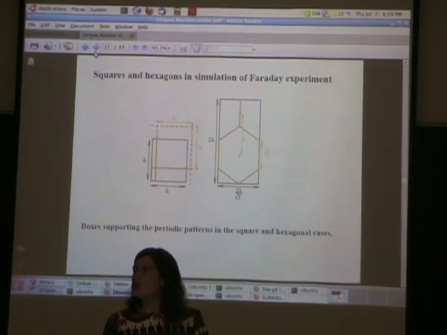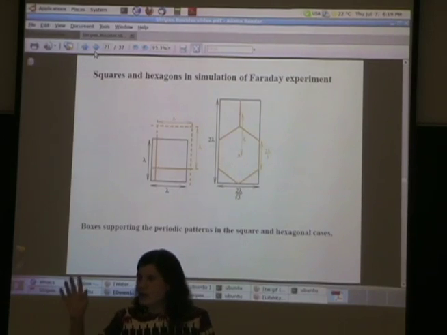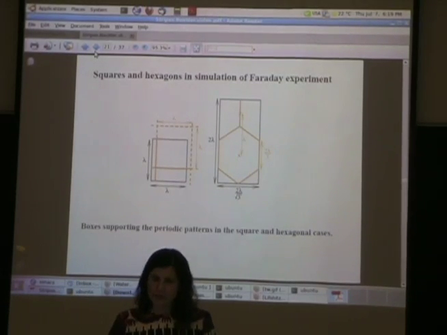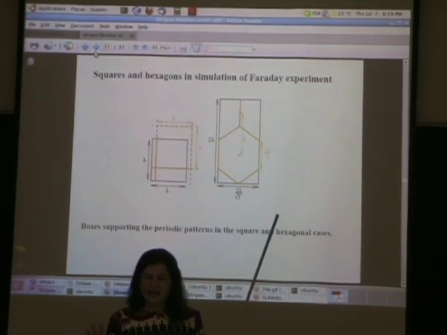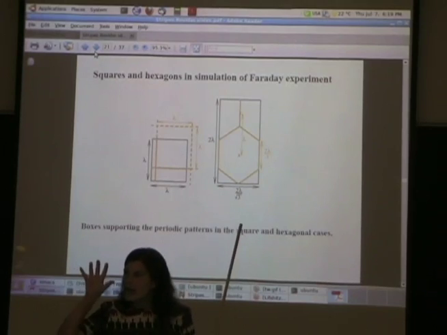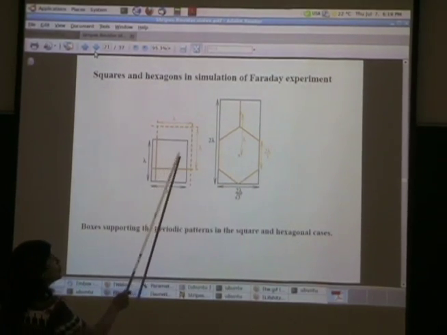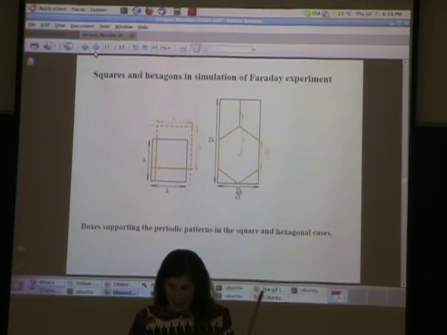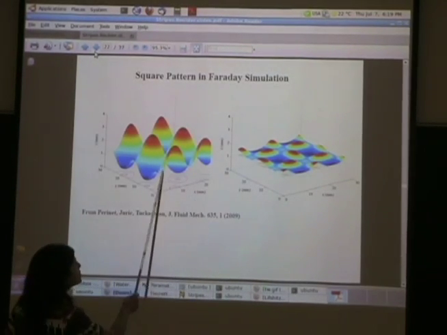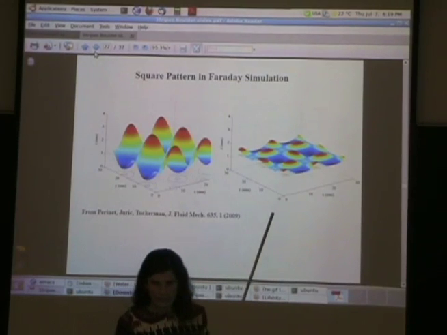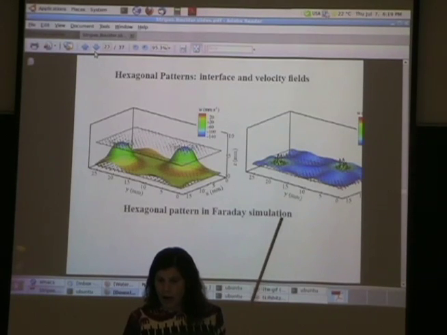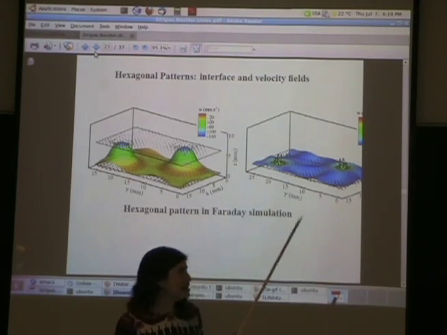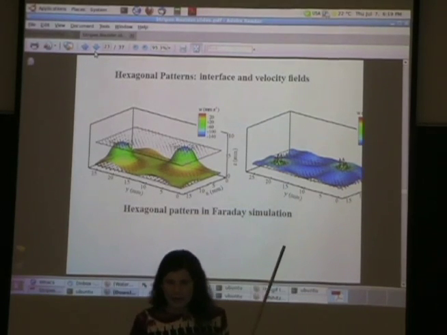This is an illustration, done with my student. These are simulations of the Faraday experiment. He tailored the box to contain either squares or hexagons by these measurements, and he then produced either squares, in that square-type box, or hexagons. It may not be obvious that these are hexagons, and this one looks like a volcano. But let me show you the movies now.